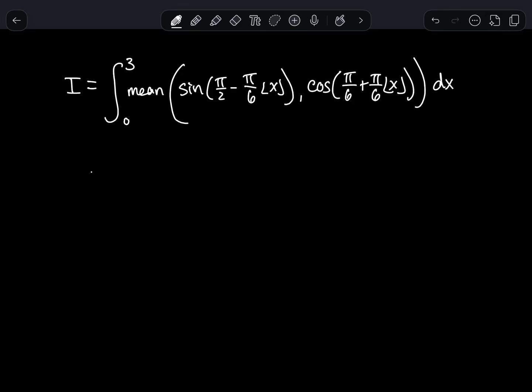Why, hello there. Today we have the hard integral from dailyintegral.com from June 1st, 2026. So let's just get right into it.